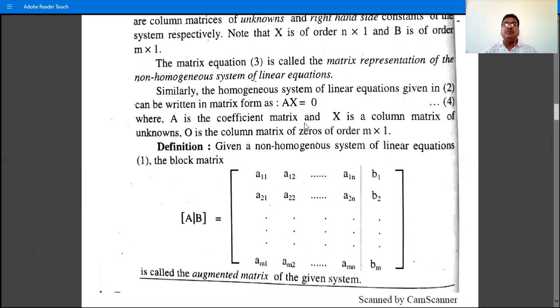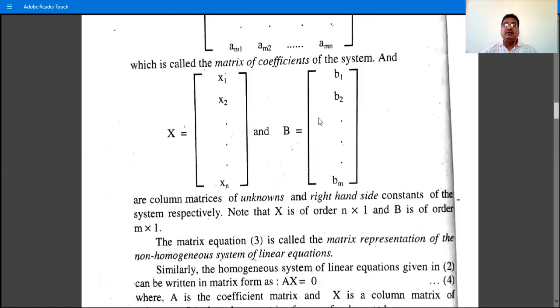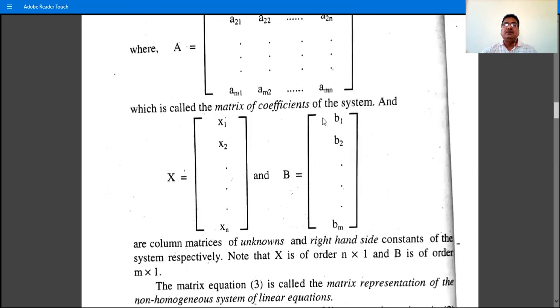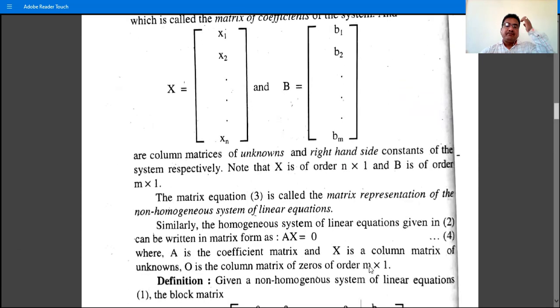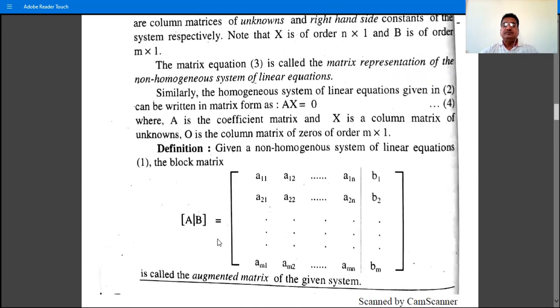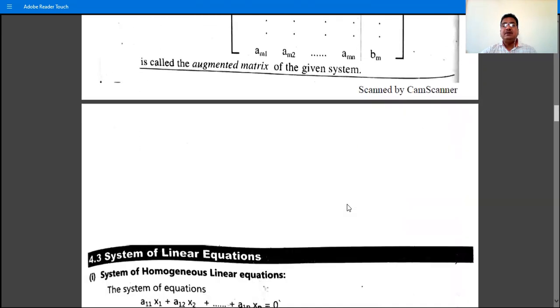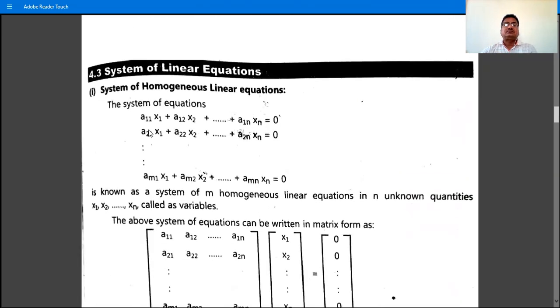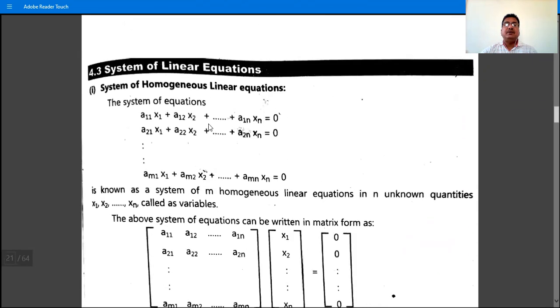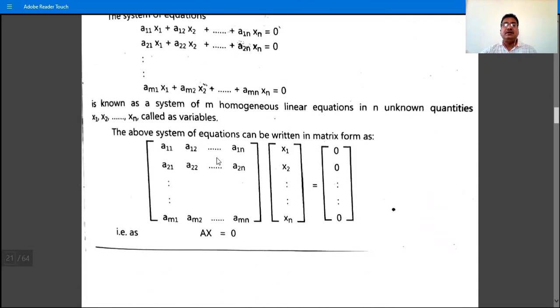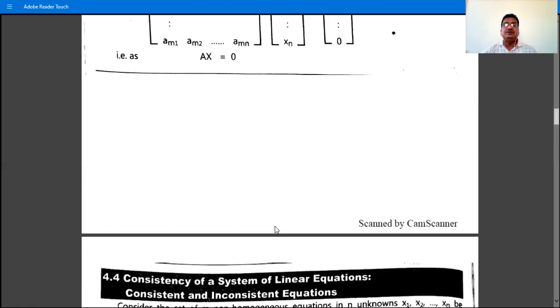That is the combination of A, the matrix of coefficients, and B, the matrix of constants. The combination of these two is called the augmented matrix of the given system. So this is the homogeneous system of linear equations, and this is its matrix form: AX is equal to 0. And the non-homogeneous system has its own matrix form.